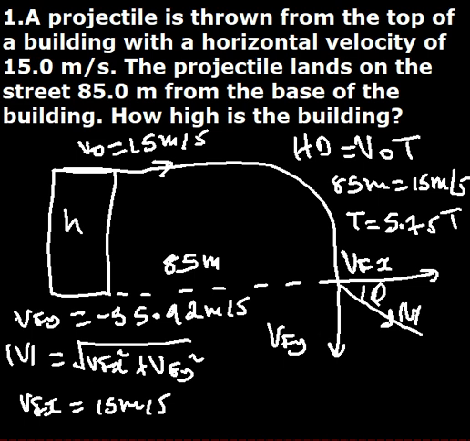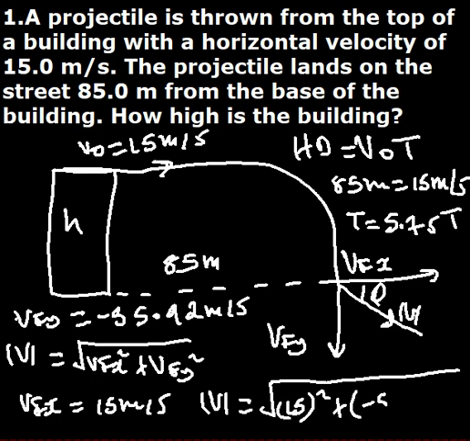Now for this case, the landing speed will be given by substituting: 15 to the power 2 plus negative 55.92 to the power 2, and from there you can get the magnitude. And how about the direction?